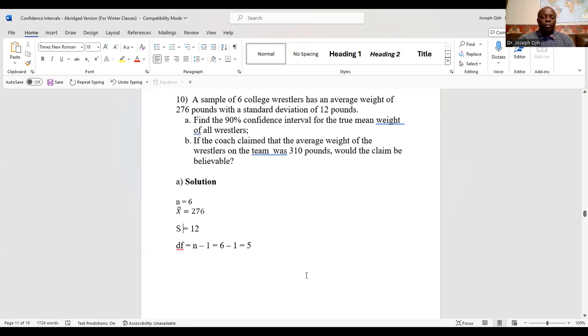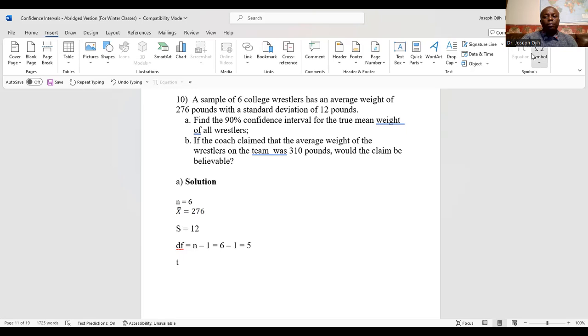So let's get the critical value. In this case, we're using T alpha over 2. We get it from the table. Let me put out my alpha first. It's a 90% confidence interval. So if you are 90% confident, your chance of being wrong is 10%. So our alpha is 10% or 0.10.